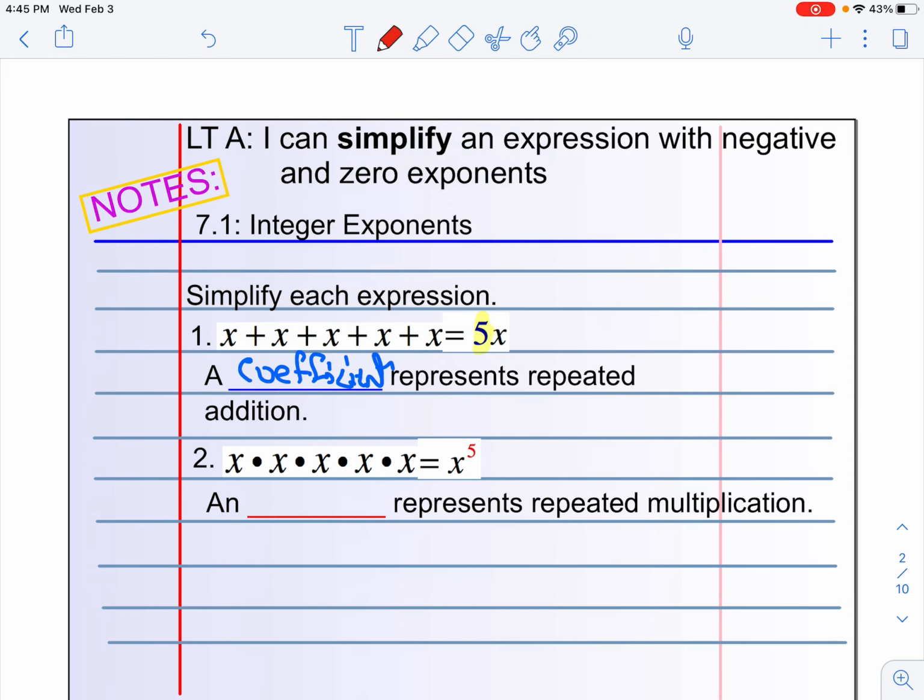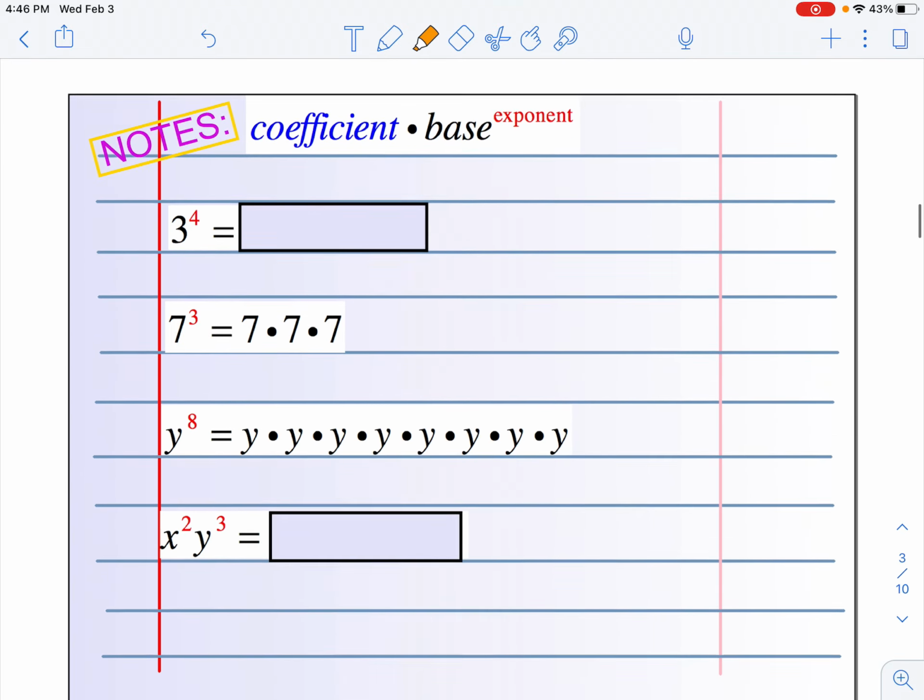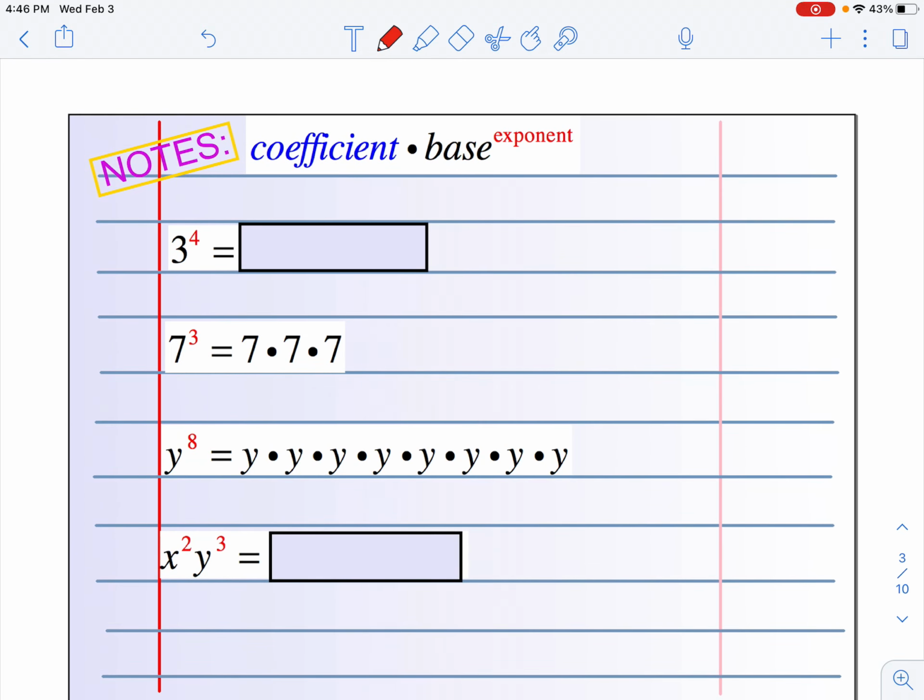X times x times x times x times x is x multiplied 5 times. So an exponent represents repeated multiplication. So sometimes those can get confusing, and so you need to be able to keep those two things straight. So repeated addition is a coefficient. Okay? On the other hand, repeated multiplication is an exponent right here. So let's take a look at a few of these examples.